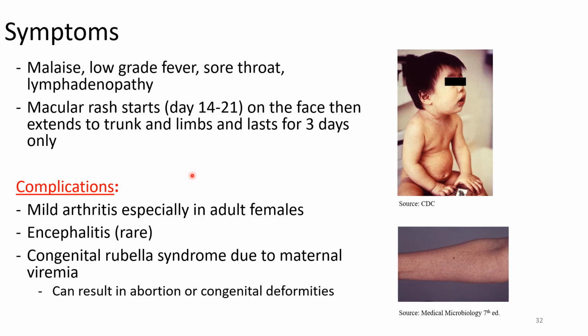We mentioned that virus shedding can occur during the prodromal period and last for 1 week after the appearance of rash. In some patients, we can have pink eye associated with it, and also the disease is usually self-limiting, but it can be serious in adults, okay, particularly again in pregnant women.